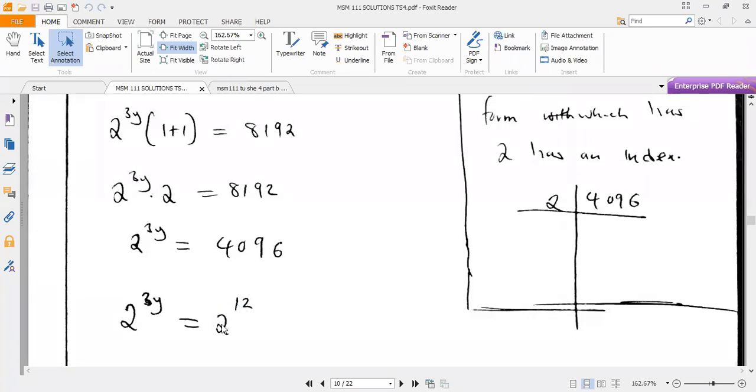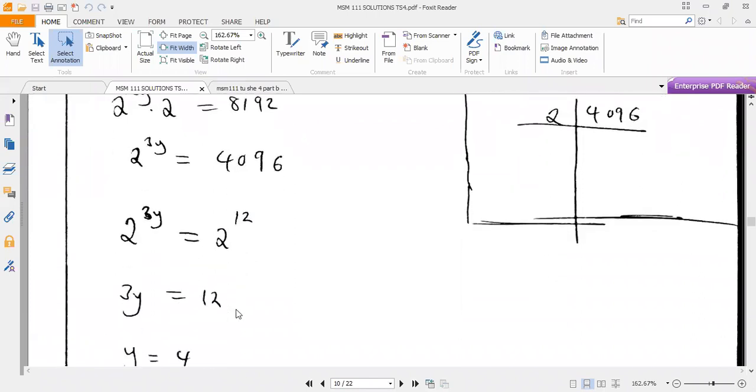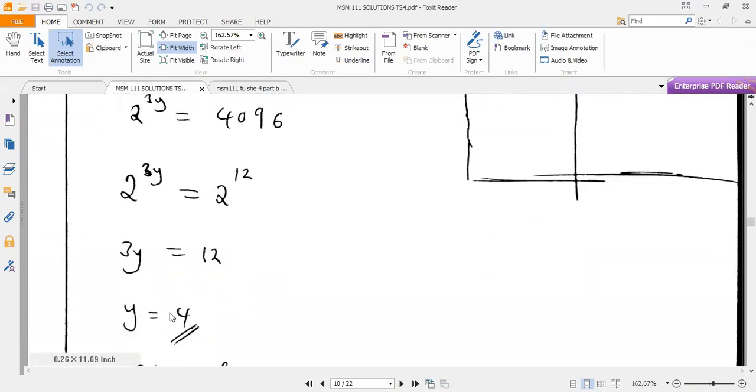So when you use your calculator, it should give you 4096. So we have something like 2 to the power 3y is equal to 2 to the power 12. So these indices are the same, isn't it? So it simply tells you that the exponents are equal as well. So now with the exponents equal, you can easily say 3y is equal to 12 here, which is the same as y is equal to 4 when we divide by 3.